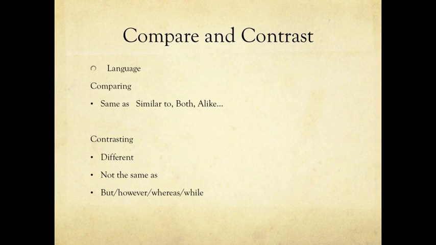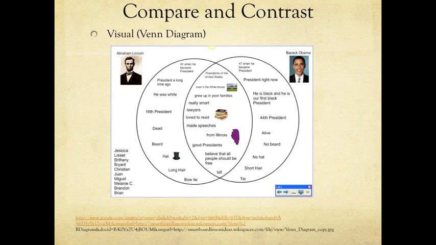And also for contrasting, we have different or different from, not the same as, but, however, whereas, and while to describe the differences. For example, when we describe the things not in the middle, that means there are differences. We need to use this language. Like, for example, President Lincoln had long hair. However, President Obama had short hair, etc.